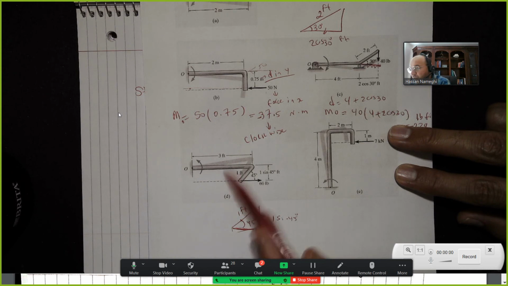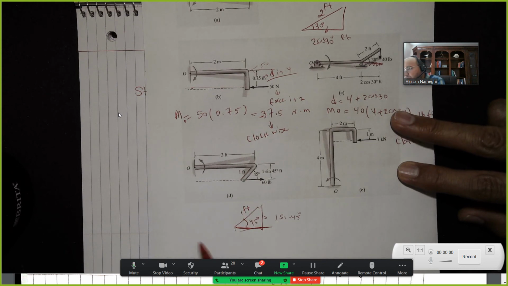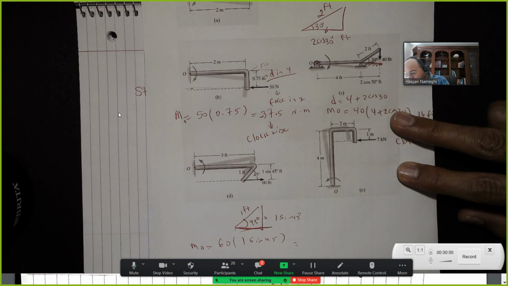Now, in order to summarize my answer on this part, I'm going to say moment about point O is equal to 60 pounds times the distance, which is 1 sine 45. The answer for this.